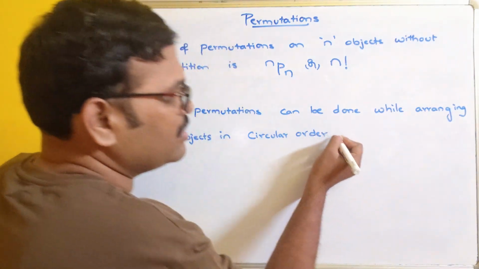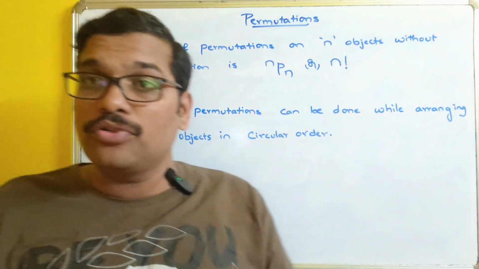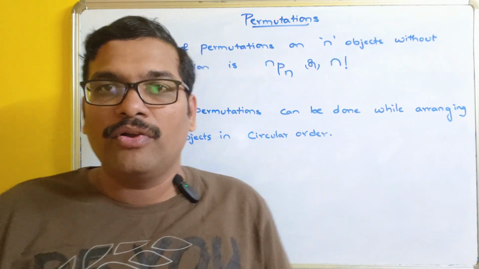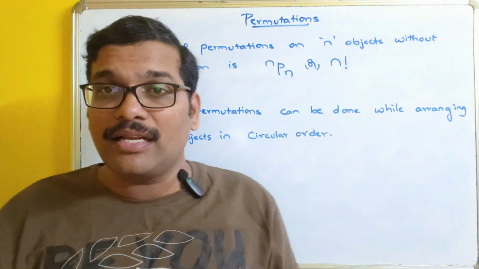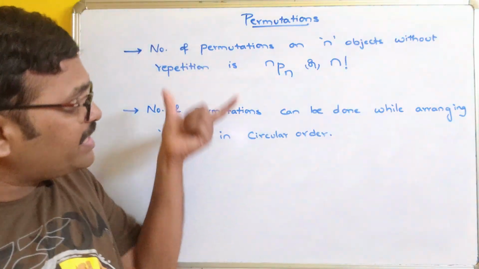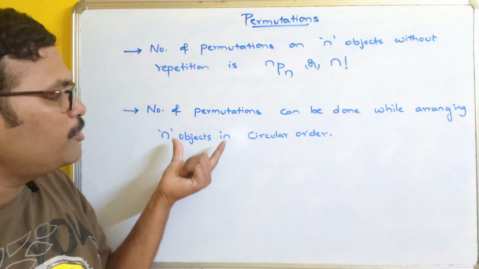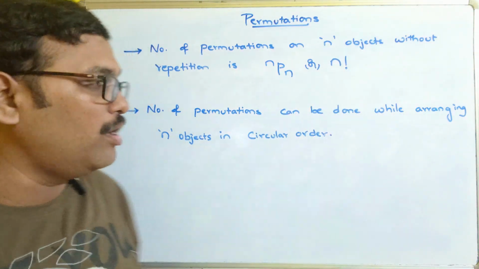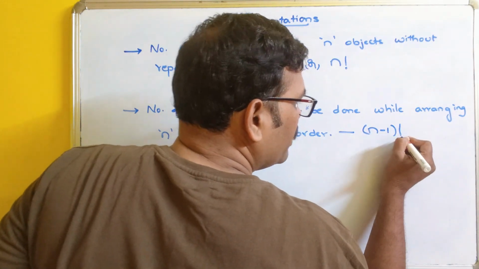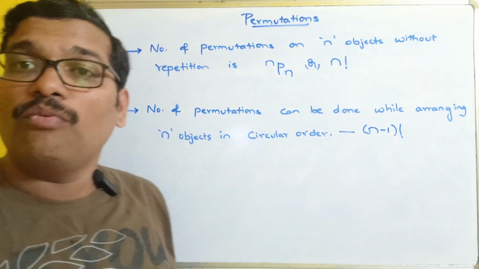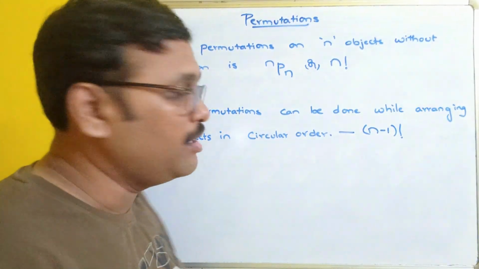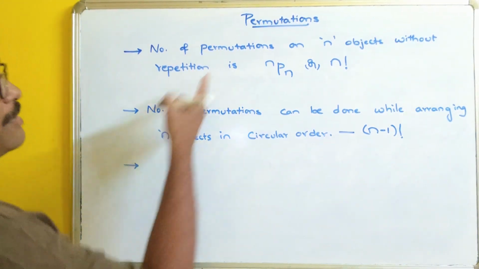Here the question is, among n objects we are supposed to arrange n objects, but the constraint is a circular order. Where we are not saying circular order, we use n factorial. But if the same n objects are to be arranged in a circular order, then it is (n minus 1) factorial. So this is the second case. Remember this.